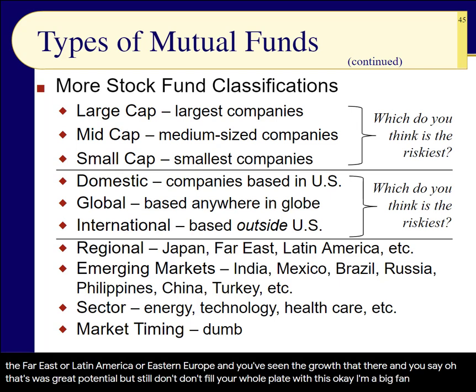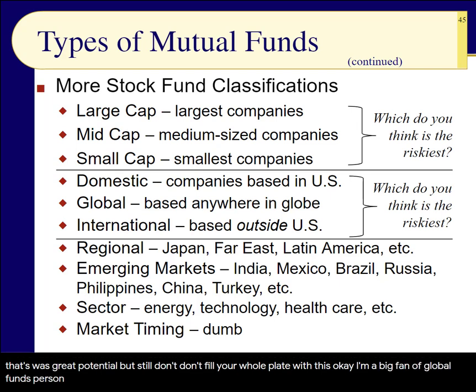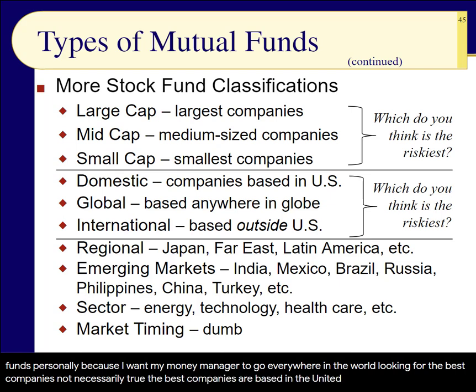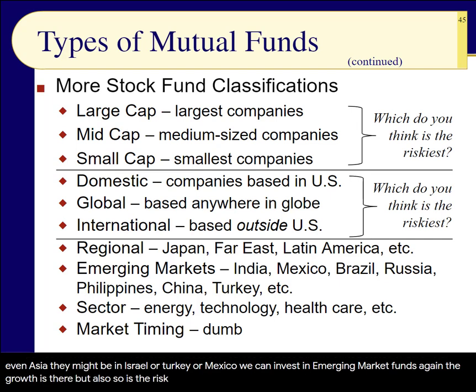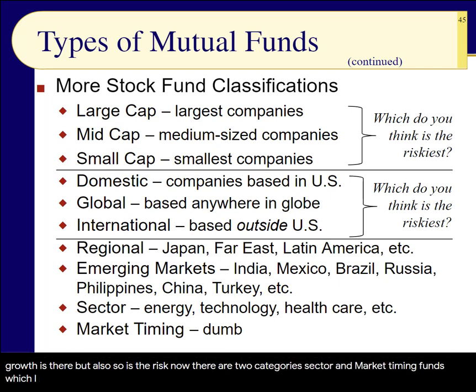I'm a big fan of global funds personally because I want my money manager to go everywhere in the world looking for the best companies. It's not necessarily true that the best companies are based in the United States or Europe or even Asia. They might be in Israel or Turkey or Mexico. We can invest in emerging market funds. Again, the growth is there, but also so is the risk. Now, there are two categories, sector and market timing funds, which I really hope you'll stay away from, folks.